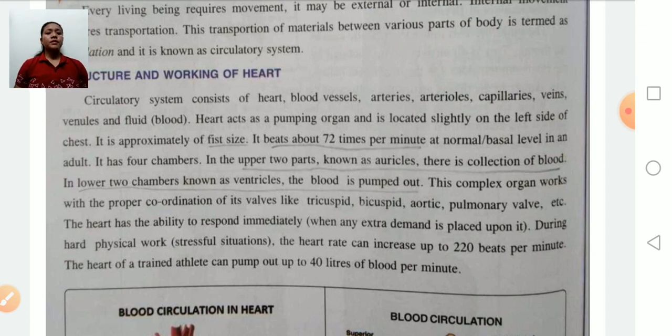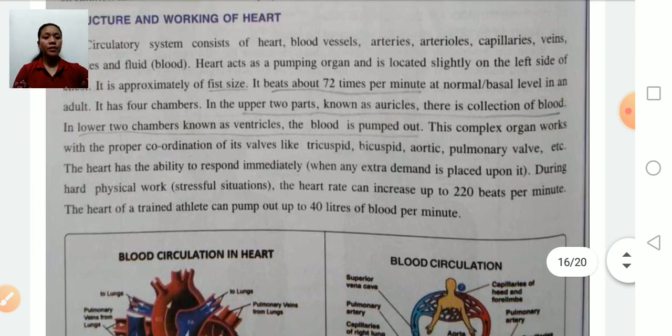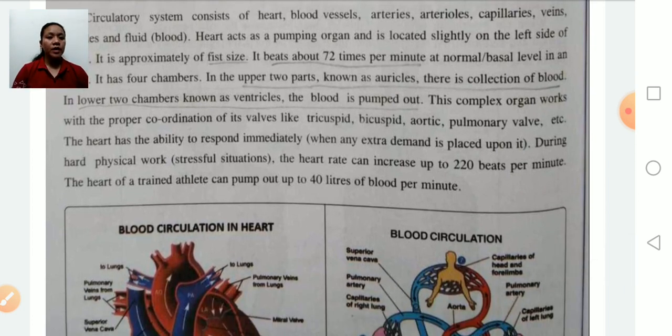The heart is located slightly on the left side, and it beats 72 times per minute. It has 4 chambers. The upper 2 chambers are known as auricles, which collect the blood, and the lower 2 chambers are known as ventricles, which pump out the blood. These complex organs work with the proper coordination of valves like tricuspid, bicuspid, aortic, pulmonary valves, etc.